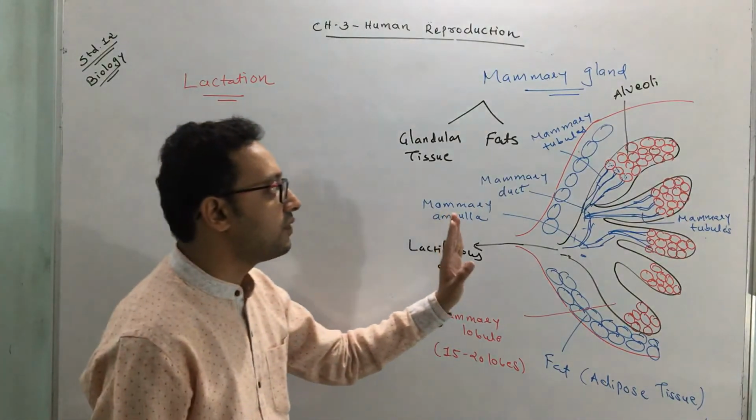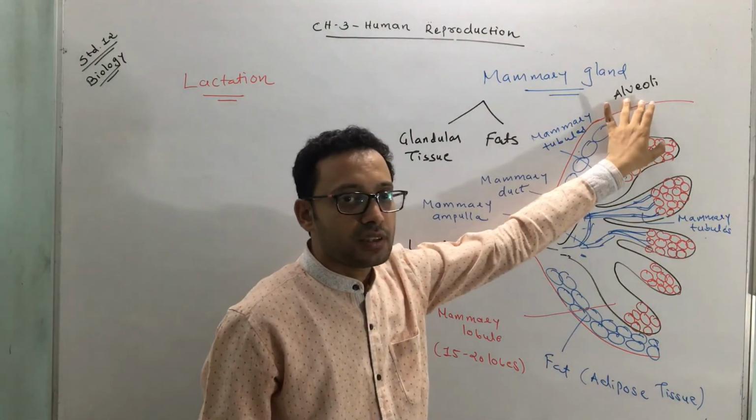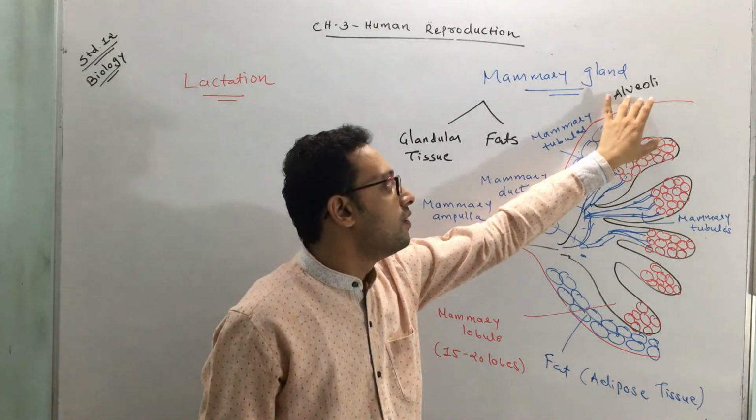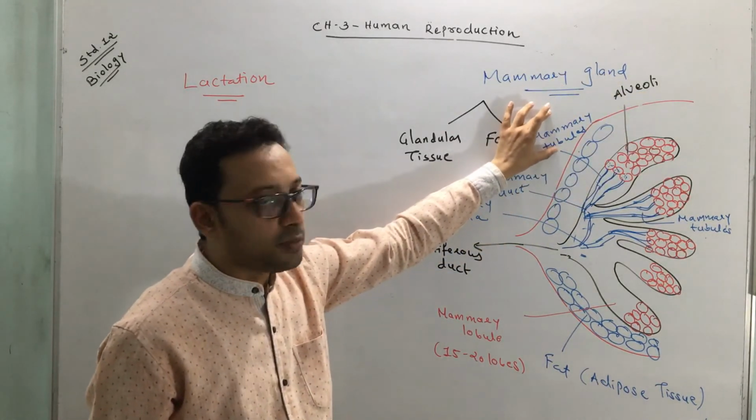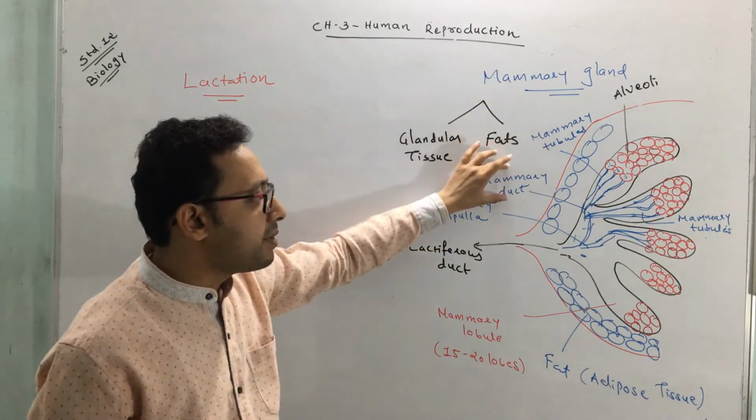So understand the flow of milk in a mammary gland. Alveoli produce it. In the lumen it is stored. From that it comes to the mammary tubules, a tube which is generated from alveoli. From there it comes to a mammary duct.